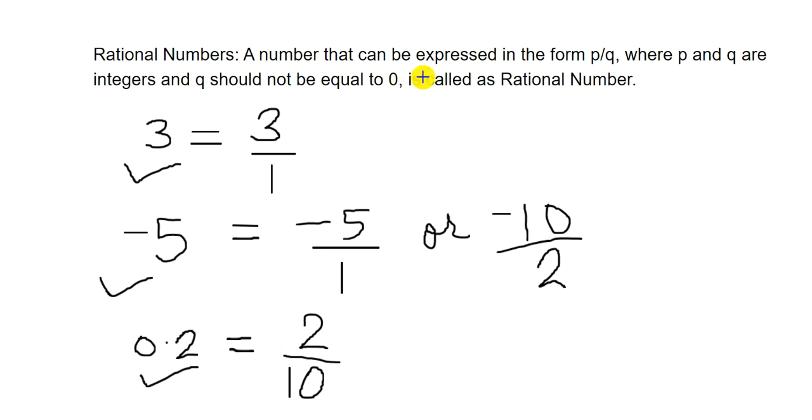In other words, we can say that a number is rational if it can be represented as a quotient of two integers, or in other words, if it has two parts. One is the numerator and another is the denominator, and we have to keep in mind the denominator should not be equal to 0. Now let us discuss a few properties of rational numbers.